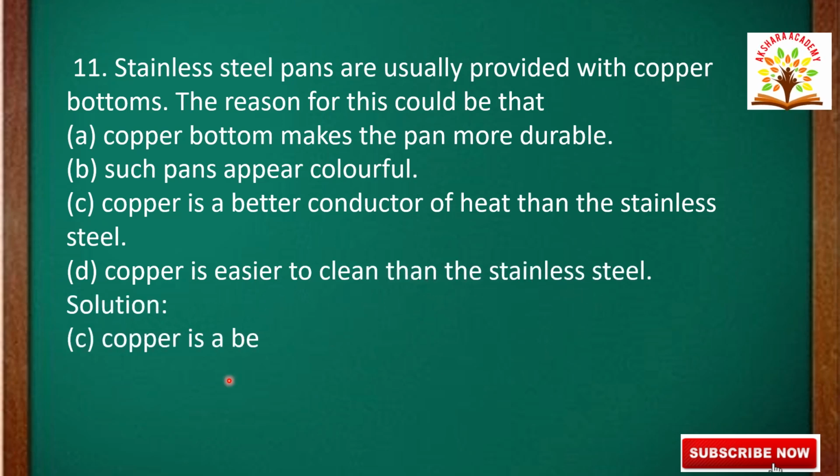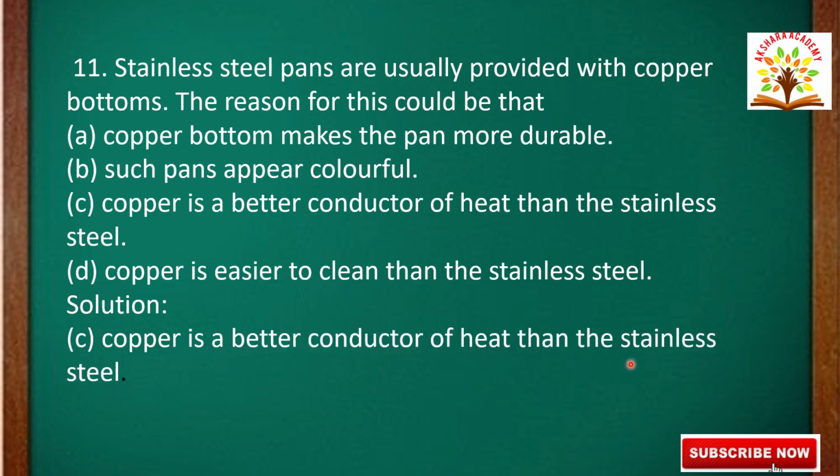Come to the solution. The solution is copper is a better conductor of heat than stainless steel. So that's why stainless steel pans are usually provided with copper bottoms. This is the reason: copper is a better conductor of heat than stainless steel. These are all the questions from 6 to 11.